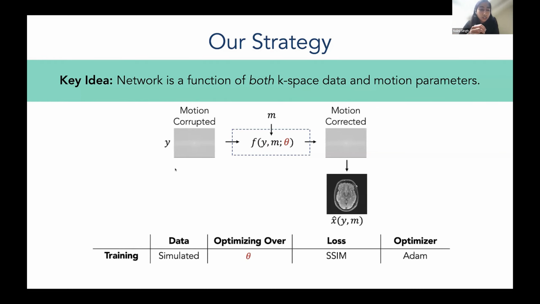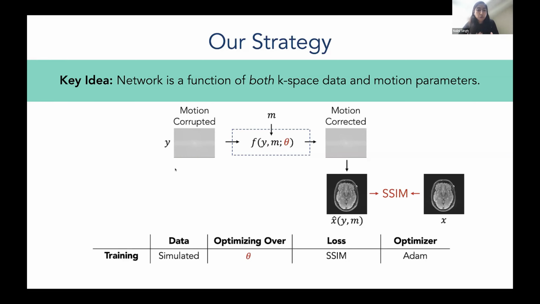We assume that we start off with some motion parameters which are known. We simulate what the corresponding motion corrupted data Y would be. And then we use that to train this network F in order to produce high quality reconstructions that are motion corrected. In practice, we do this by taking the output of the network, comparing it to a ground truth image via the SSIM loss, and then using that to update the parameters theta, which specify the neural network.